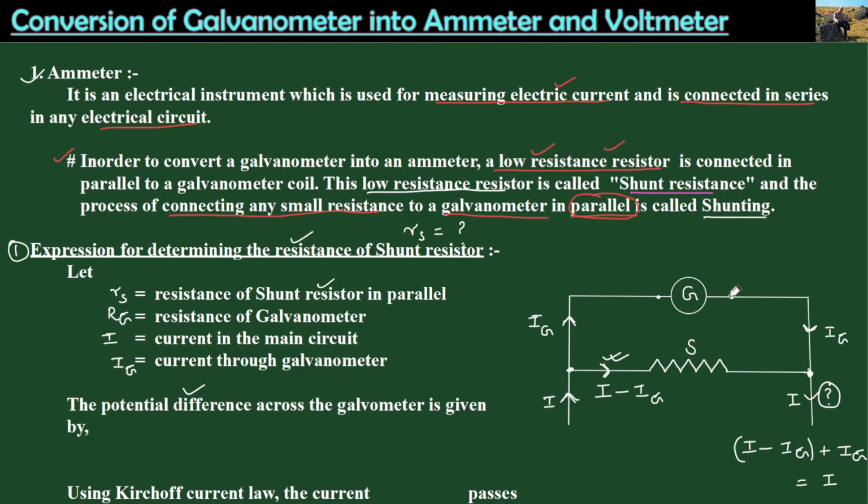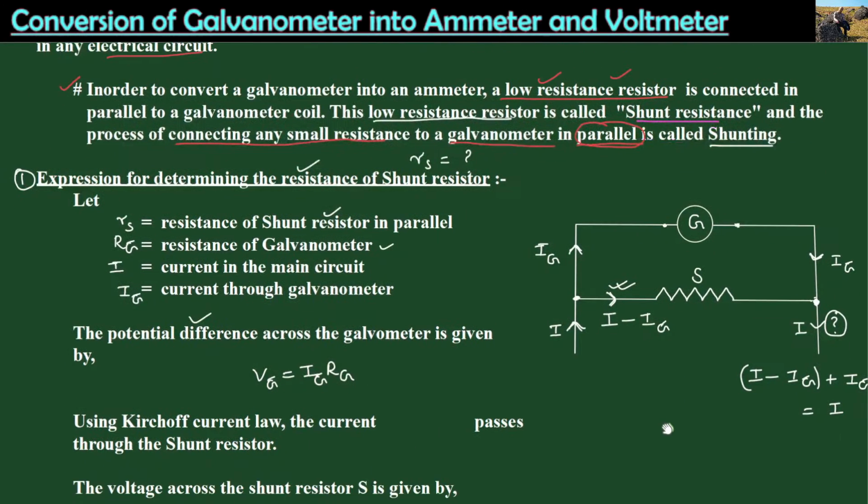If you want to find the potential difference across these 2 points, you multiply the resistance of the galvanometer, which in this case is Rg, with the current which is flowing through the galvanometer, that means Ig. Ig into Rg will give the potential difference across the galvanometer. Let Vg be that potential difference across the galvanometer.